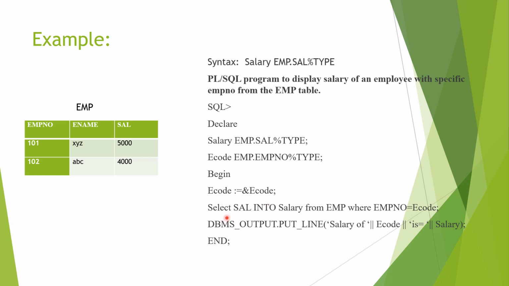Now we are using a select statement, simple select sal into salary from emp, where employee number is equal to this ecode, right? That will be provided by the user. And now we are just displaying the salary of the employee. So that is all about %TYPE.